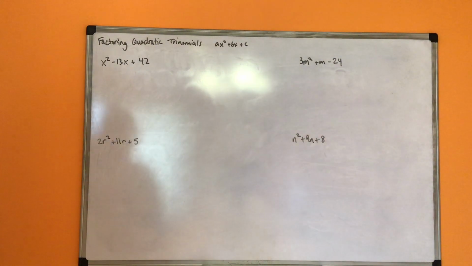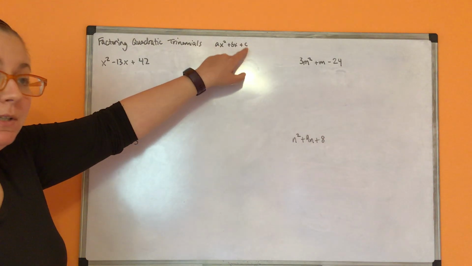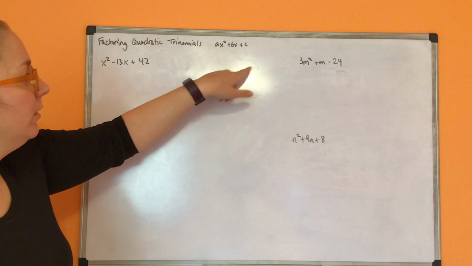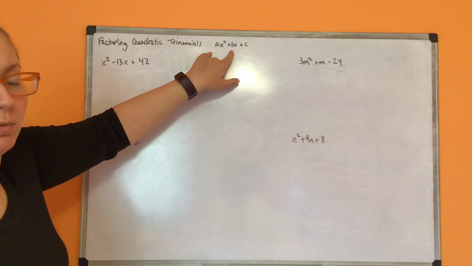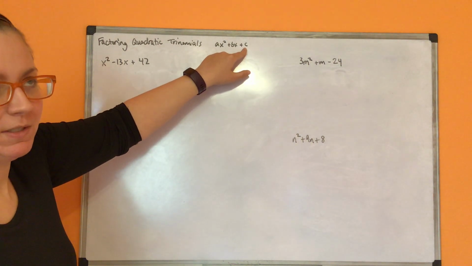Today we're going to work on factoring quadratic trinomials, which looks something like this: Ax squared plus bx plus c. A, b, and c are just numbers. If a or b is 1, it'll look like there's not a number there. So remember, hidden ones do exist. If the c was a 1, you would see it.